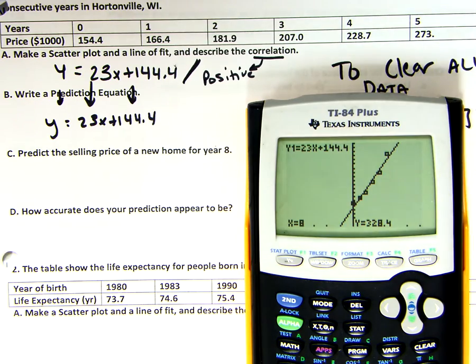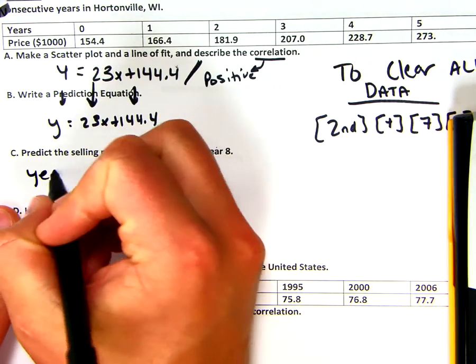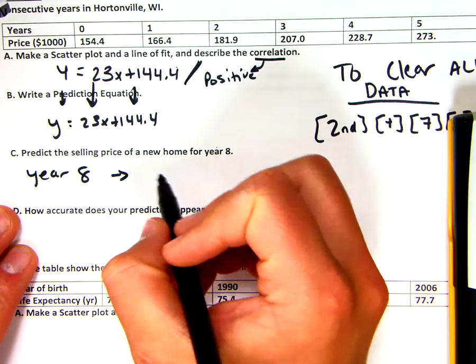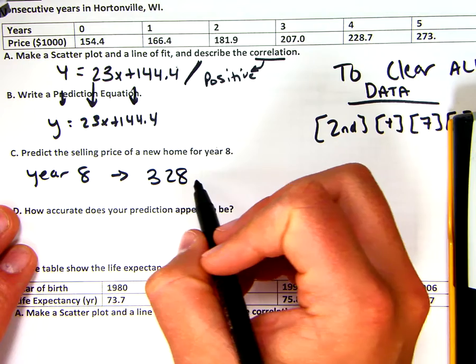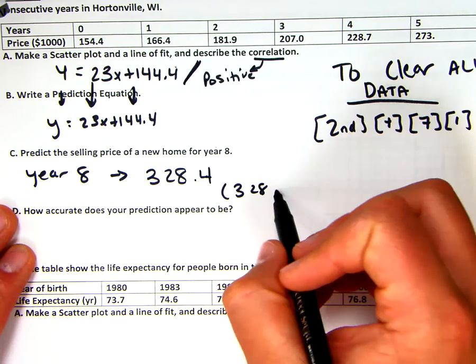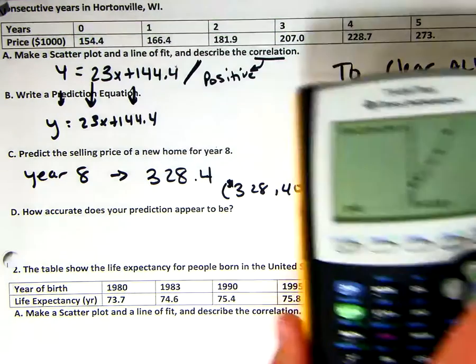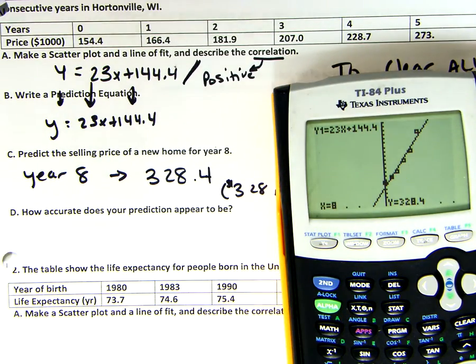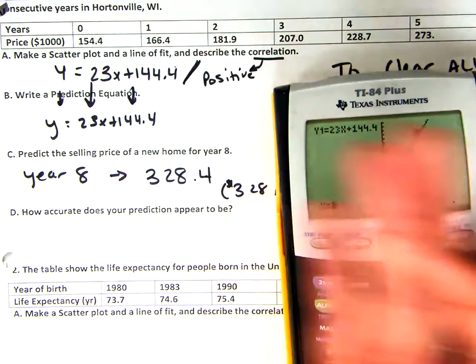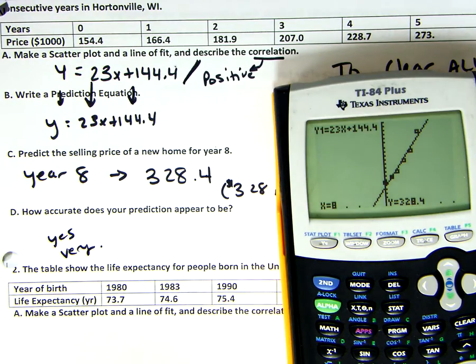This could actually happen in real life. You don't know that, but if you're here to make predictions and you're paid to make predictions, that is a way that you come to that prediction. So, year 8, and the price is 328.4. And what is this? This really means $328,400. Right, because we're doing our prices in thousands. Cool. And it says, how accurate does your prediction appear to be? Yes, right, we have a general trend increasing over the years, so yes, it seems accurate, works out well. But that is how you do 2-5.